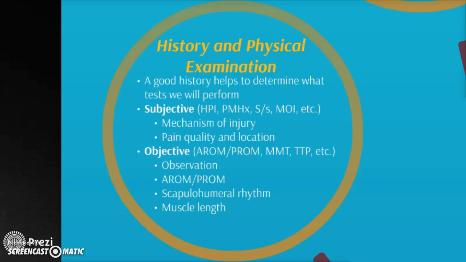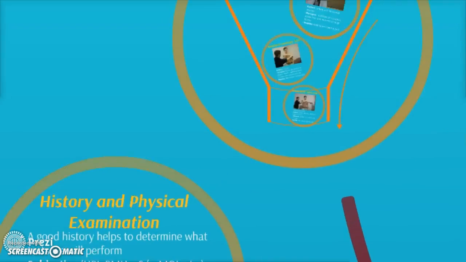It's important that during all these shoulder movements, you're taking a look at the scapulohumeral rhythm and appreciating any dyskinesis if it's evident. It's also important to take a look at the patient's posture as well as their muscle length.